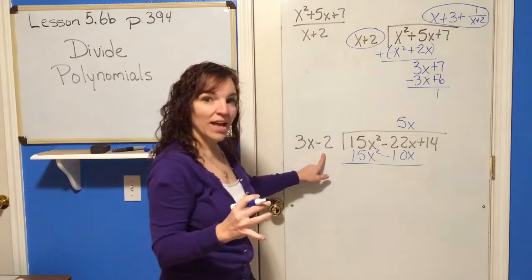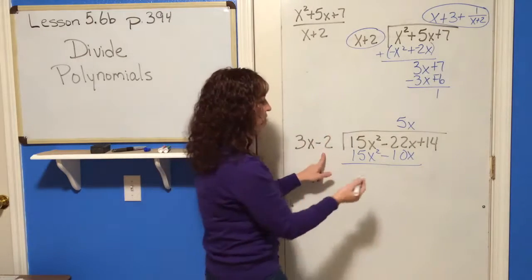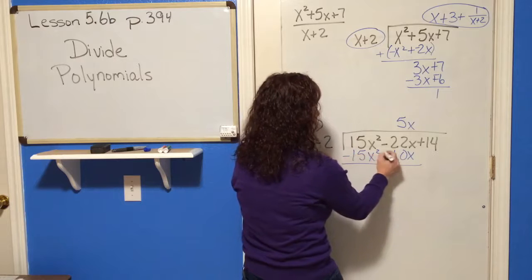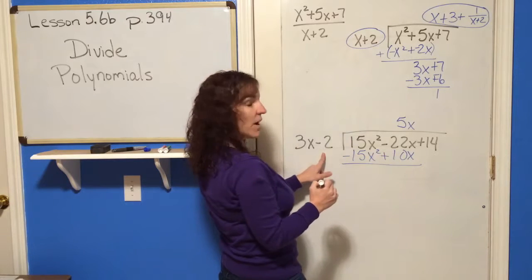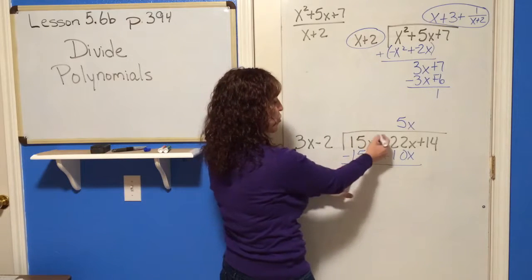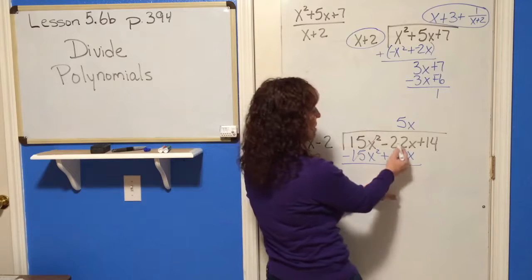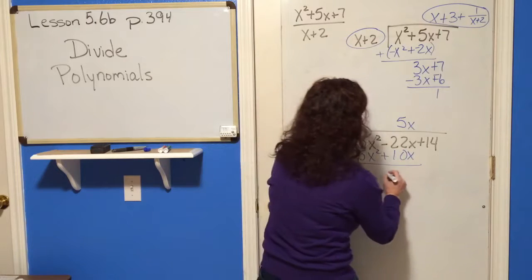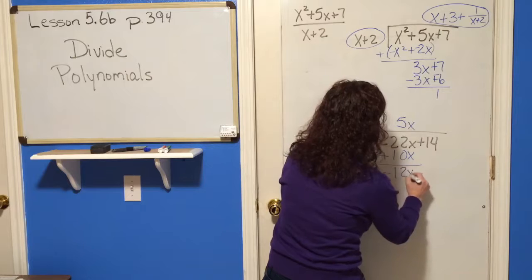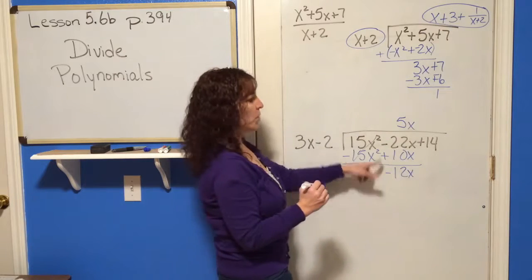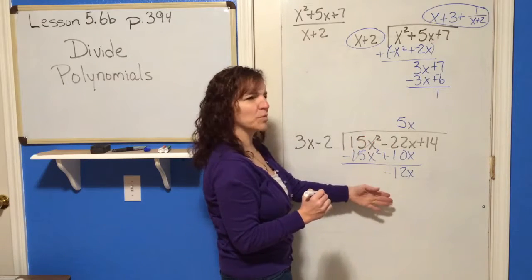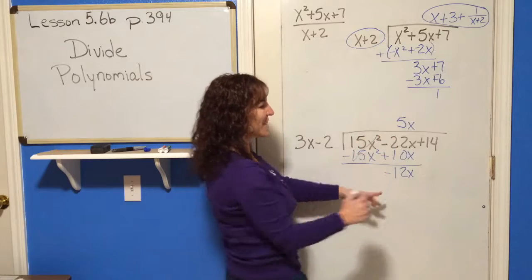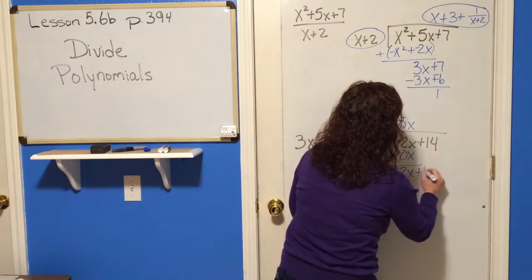And now when you subtract, don't forget to change every sign. So we're going to minus and plus, because that was a negative, now it's a positive. The first terms drop out, yay. Negative 22 and a positive 10 is a negative 12x. We divided, we multiplied, subtracted. Now bring down.